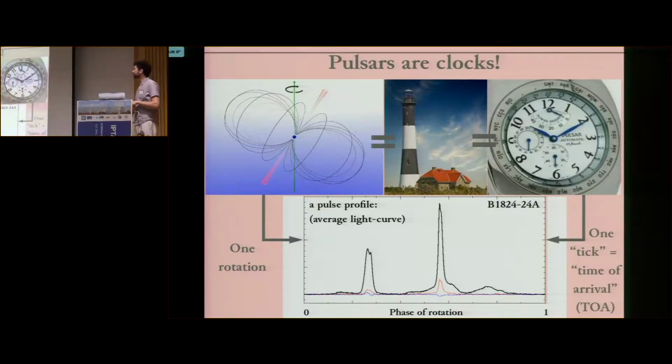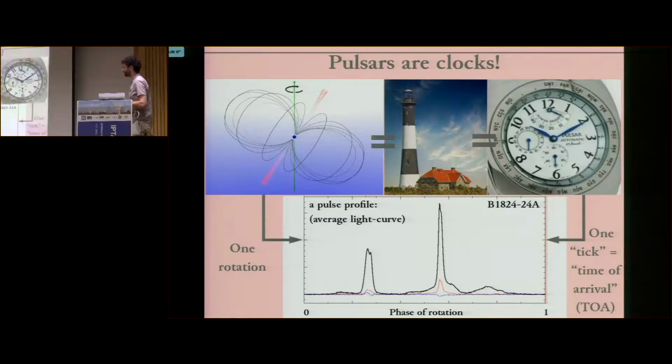So you have this cartoon image, rotates around, blinks like a lighthouse, and that blinking is just like the ticking of a clock. Here I'm showing you what's called a pulse profile, or an average light curve. You'll see a lot of these. I think we saw some yesterday. You'll play with these in the activity sessions. And it's from a very special pulsar in a globular cluster.